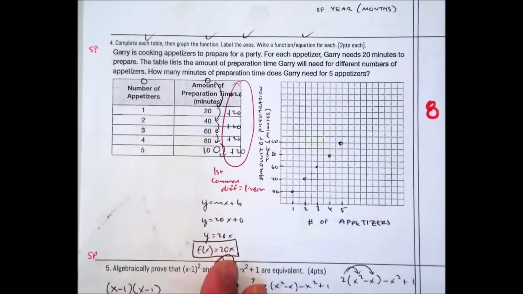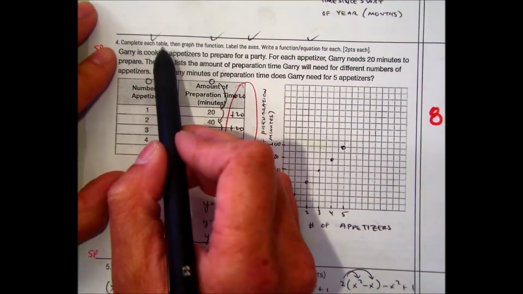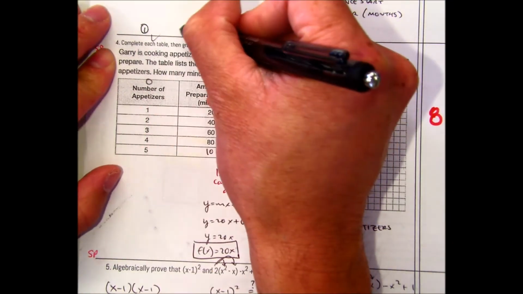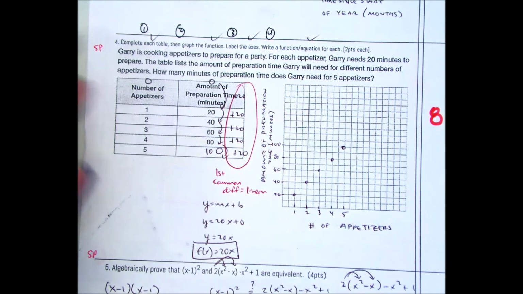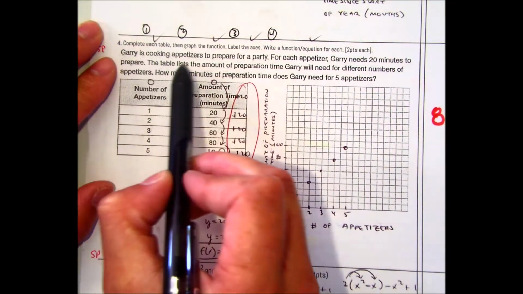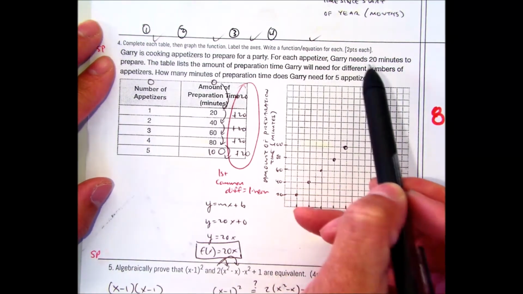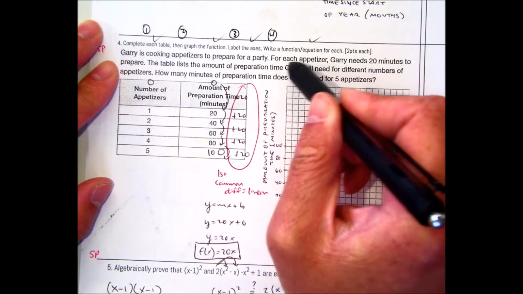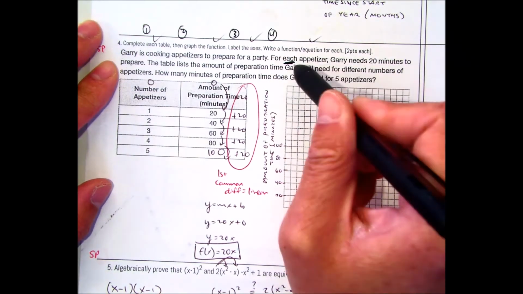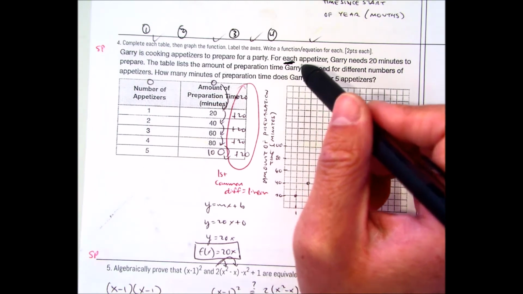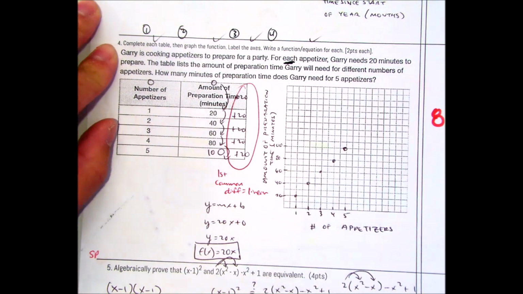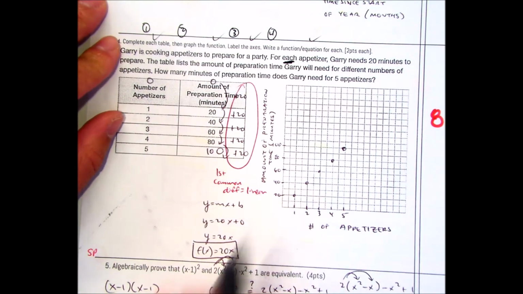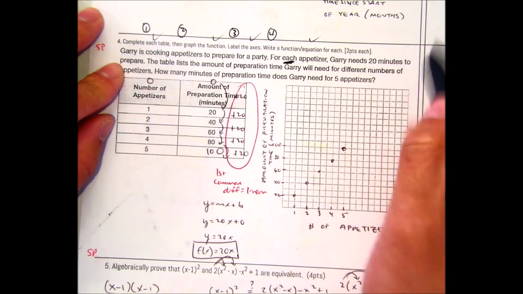Question number 4 was also in your skills practice. Complete each table, so there's one thing to do. Then graph it, second thing. Then label the axes, third thing. And then fourth, write a function or equation. Gary is cooking appetizers to prepare for a party. For each appetizer, Gary needs 20 minutes to prepare. So the word each, okay? Each, the word per, you make $10 per an hour. Per means a constant linear rate. Constant rate of change, that's linear. So those are your hints.